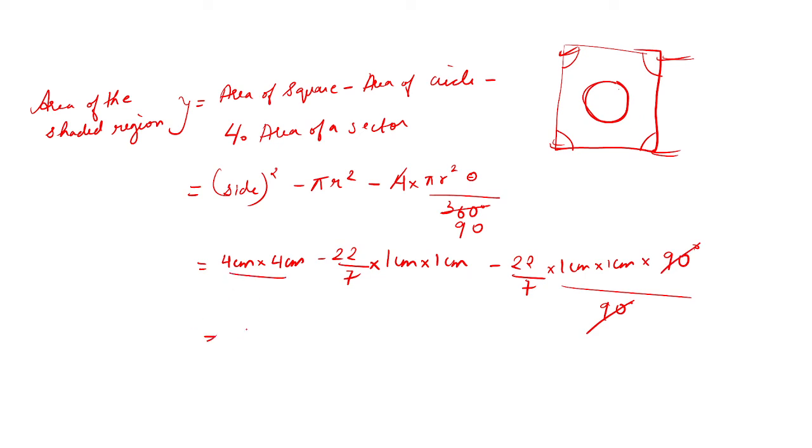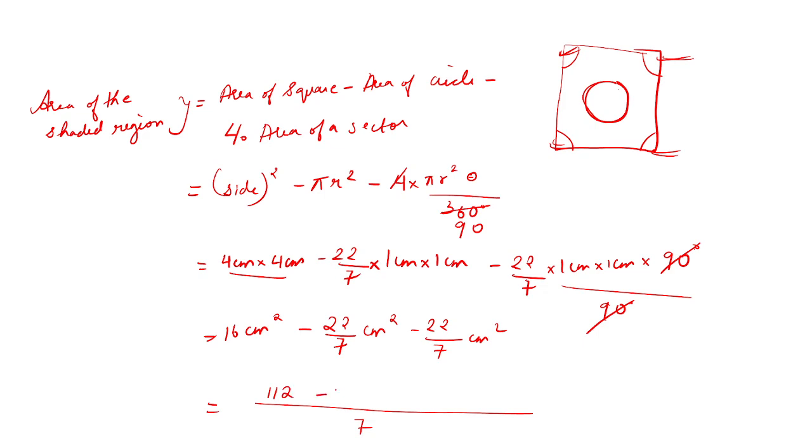So you'll be left with 4 into 4 is 16 centimeter square, 1 into 1 is 1, so 22 by 7 centimeter square, minus 22 by 7 centimeter square. Now you take the LCM, 7. So 16 into 7 is 112 minus 22 minus 22, which is equal to 112 minus 44 by 7 centimeter square, which is equal to 68 by 7 centimeter square. Okay, this is the answer for question number 5.